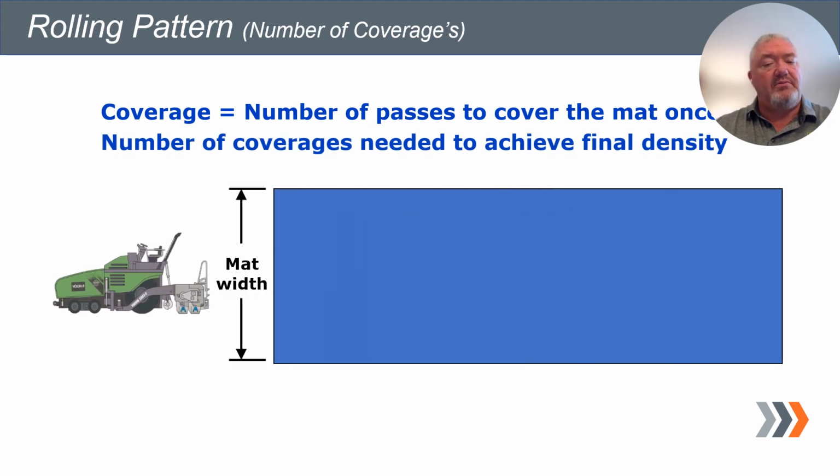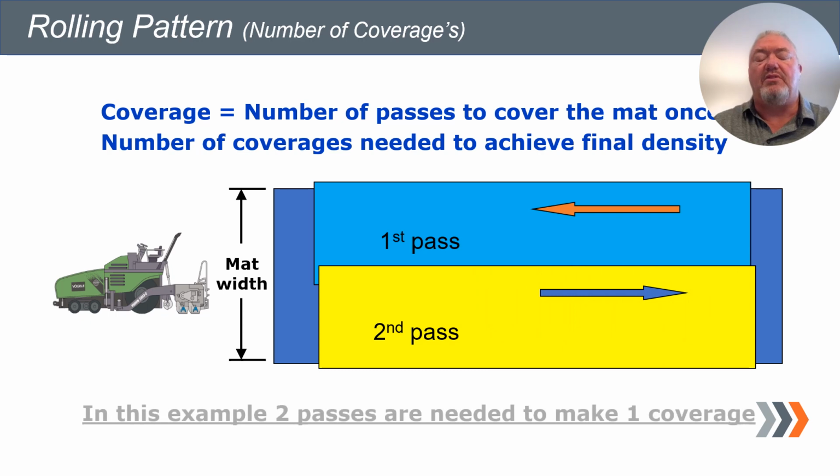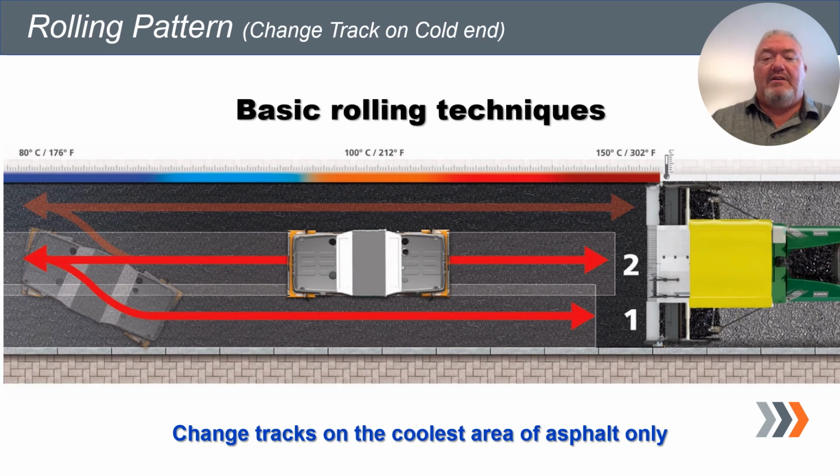Number of coverages is a little bit different. Number of coverages is basically how many times the width of my roller will cover the width of the mat that I'm paving. So I can have a 2-pass coverage with a 9-pass pattern. This one here shows an example of where we are changing track on the cold side of the mat, or the beginning of our pass, to catch back up to the paver.